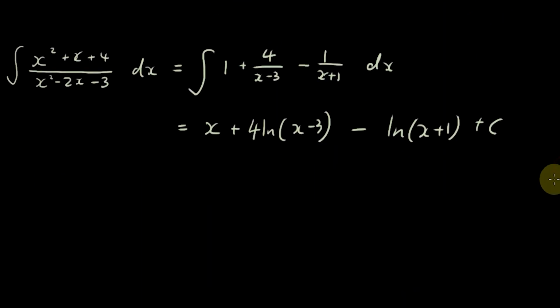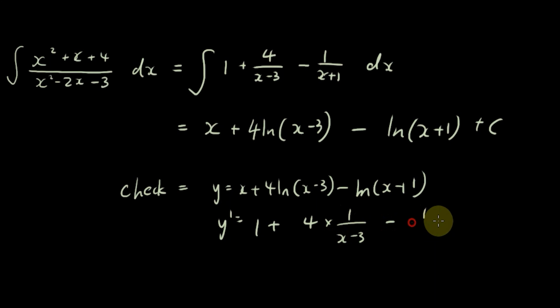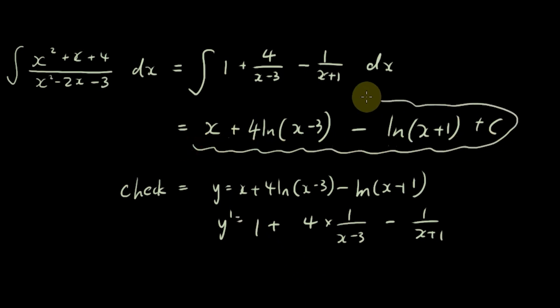Okay, and if you want to do a little check just to see that this differentiates into this. So if y equals x plus 4 ln x minus 3 minus ln x plus 1, okay, y dash would equal 1 plus 4 times 1 over x minus 3 minus 1 over x plus 1. Okay, so this does differentiate into that, so it's correct. Alright, so this is the final answer.